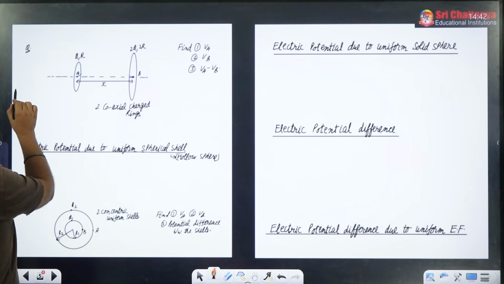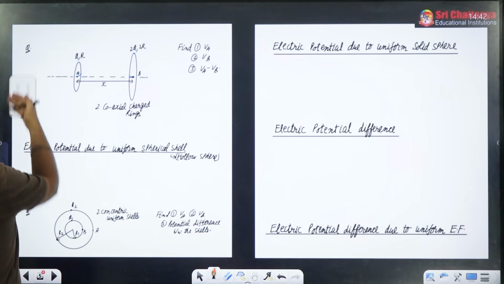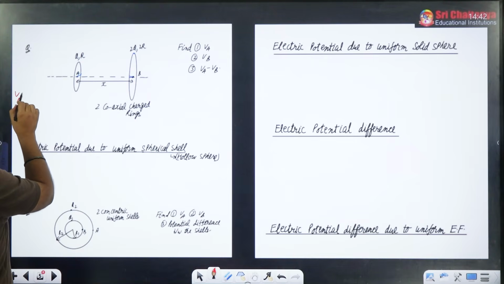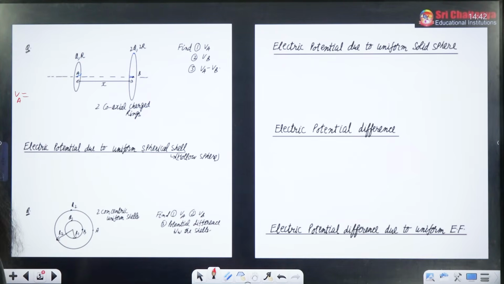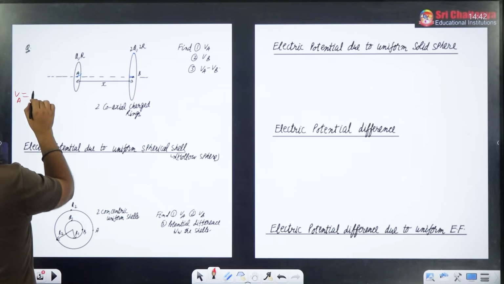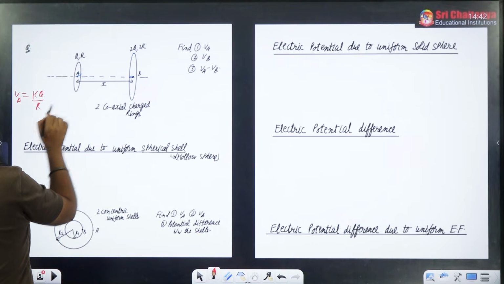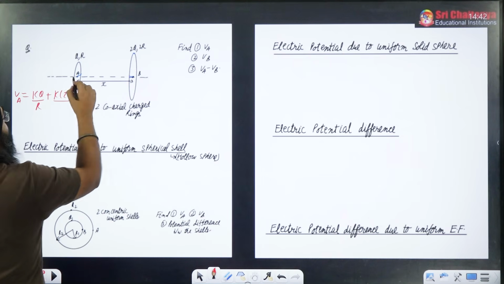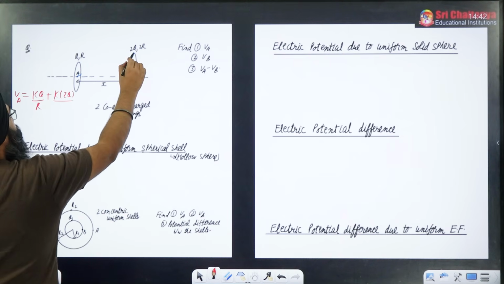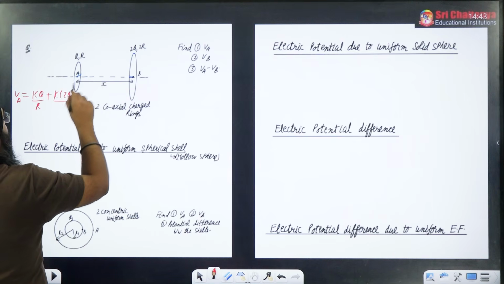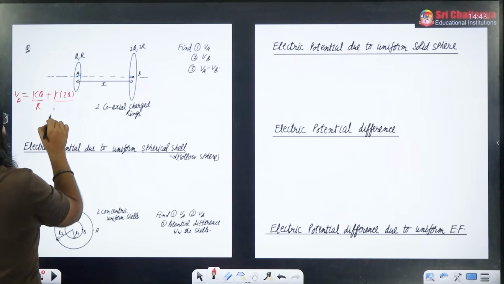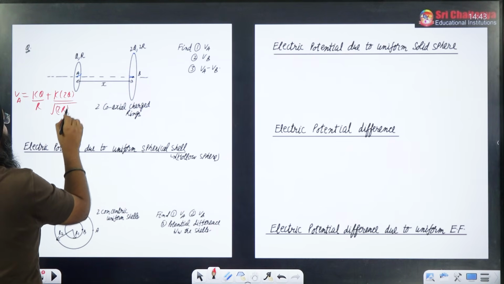Let me take VA here. Potential at point A will be equal to how much? Because of this ring it will be kq divided by capital R, and because of the 2q ring it will be k 2q divided by the distance from A to this point. The radius was 2r, so it will be under root of (2r) whole square plus x square. This will be the potential at point A.